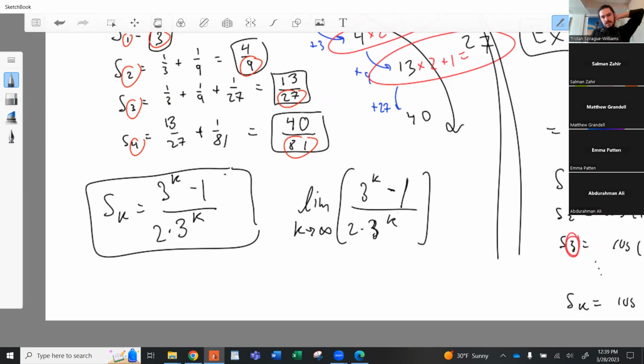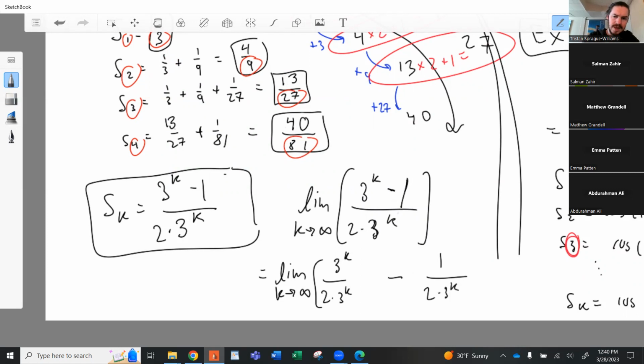Yeah, it's going to be a half. We could do a little bit of algebra there if you're not sure. Let's distribute the division over the subtraction in the numerator. Both of these are divided by 2 times 3 to the k. If we distribute that, then you can see the 3 to the k cancels out here, and this is just 1/2. So that first term there is 1/2.